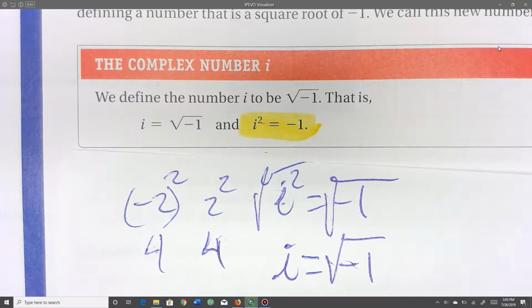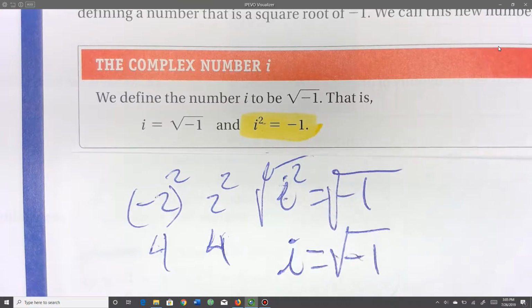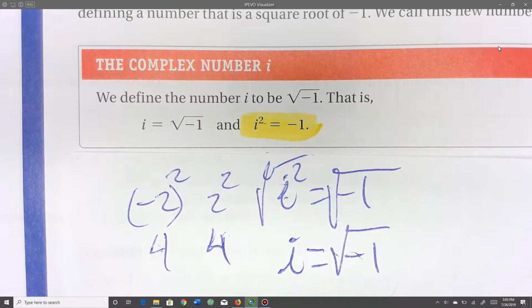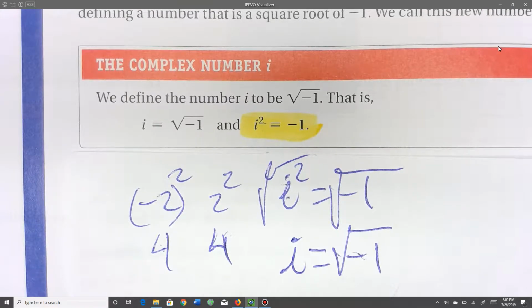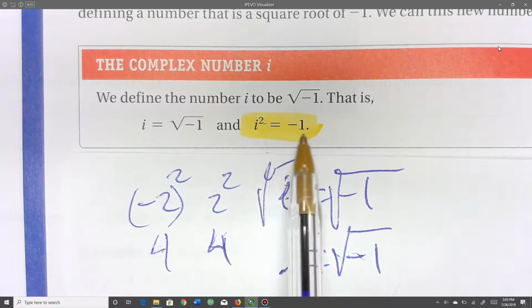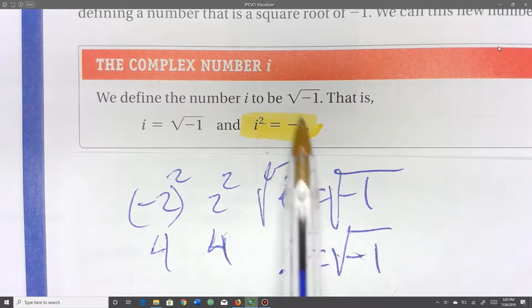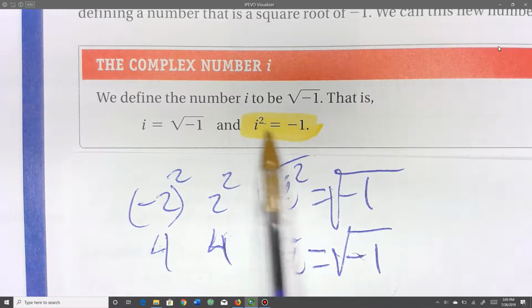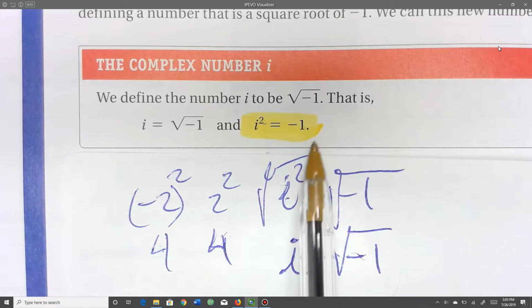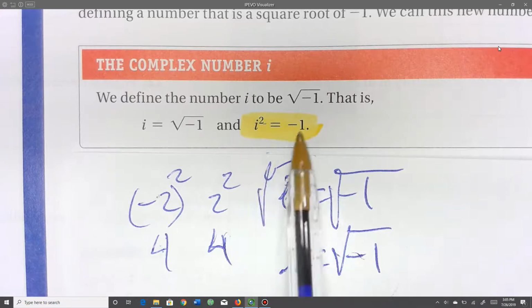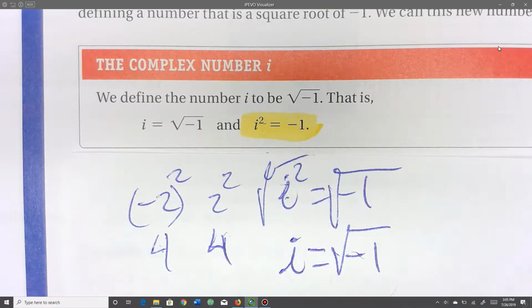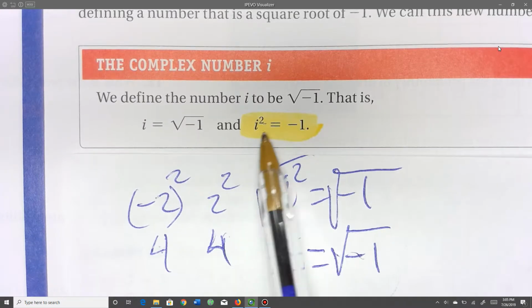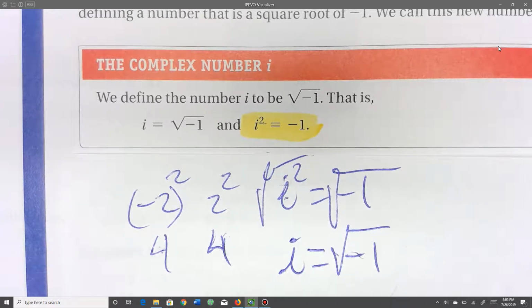There are parts of the book and parts of other algebra books that explain why we choose i and i squared and all that stuff. However, you don't need to know that. If you want to read about it, that's fine, go ahead and do it. For this class, all you have to memorize, basically, about imaginary complex numbers is that i squared equals negative 1.